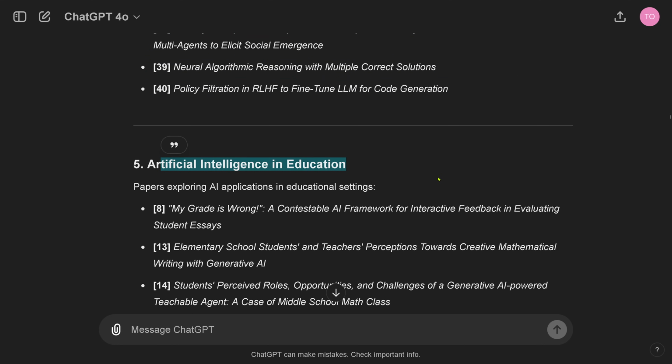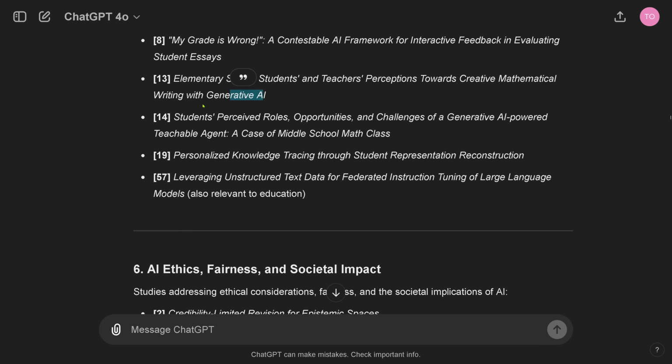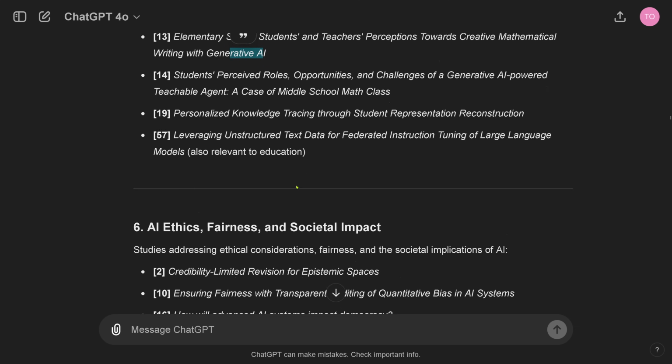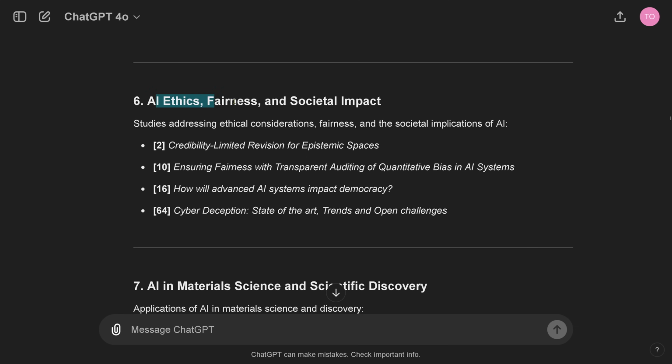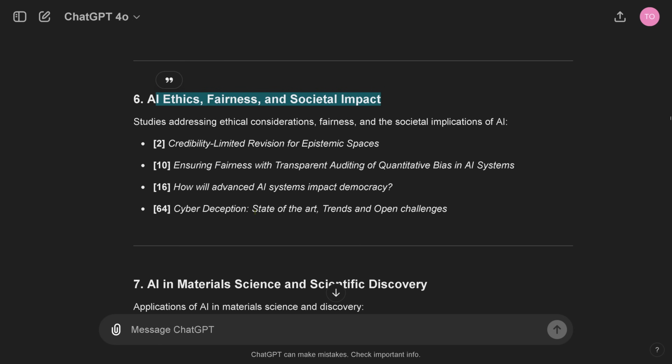And I was surprised because I remember I have read these papers, my grade is wrong, in elementary school students and teacher perception toward mathematical writing with generative AI. But in my mind, it was that this is such an important cluster. Personal knowledge tracing, yes, okay. And then cluster 6, ethics, fairness, and social impact. And yeah, absolutely. And you see already here, cyber deception and.